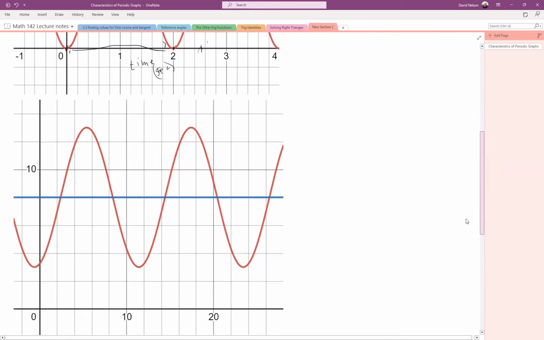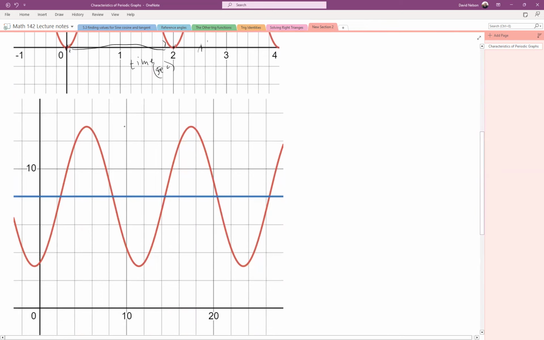Let's look at a different one here. Maybe this one is the hours of daylight, how many hours of daylight we see in a year. And down here, let's suppose this right here at 0 is January 1st. And then this would be like February 1st.